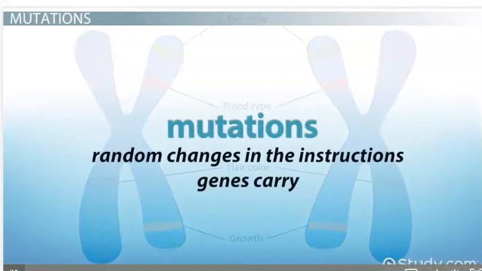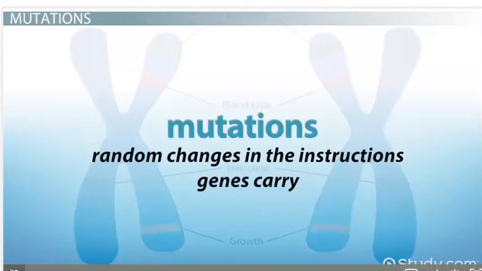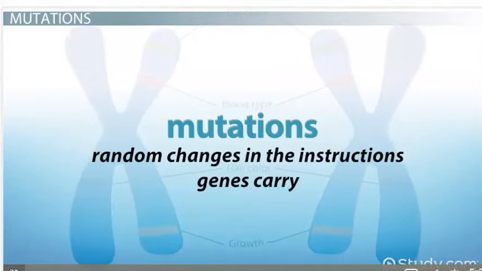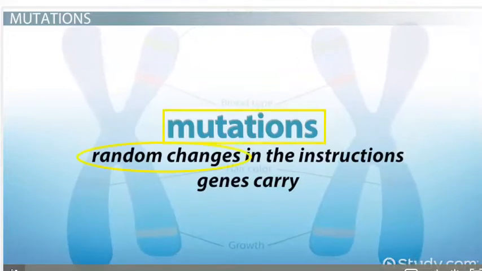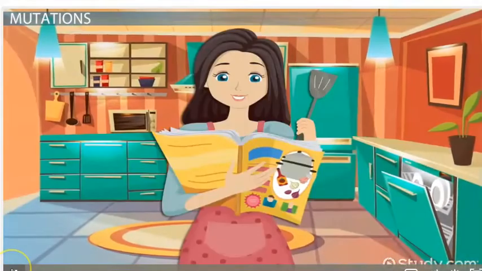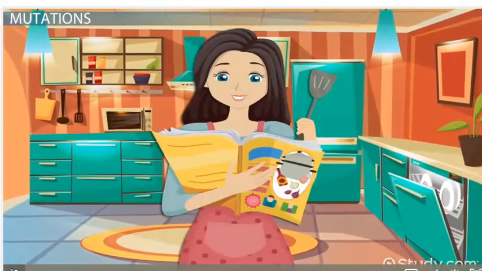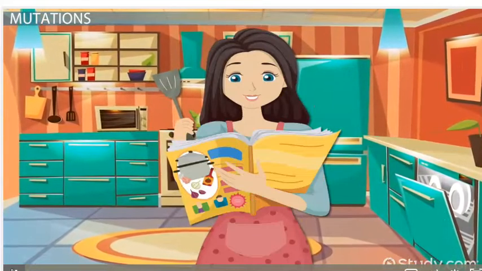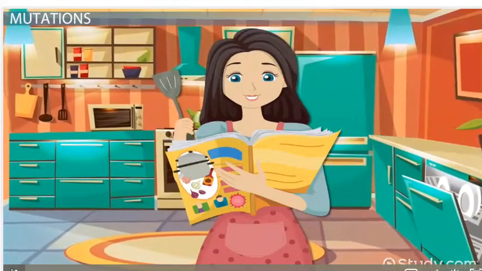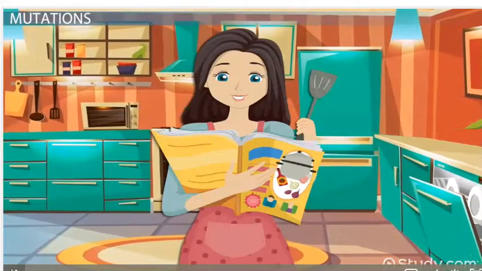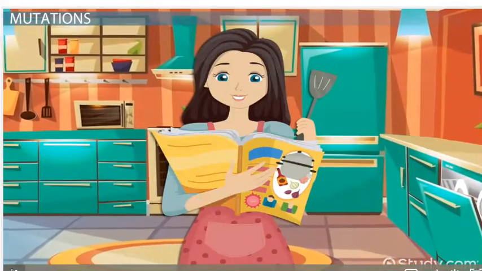Mutations, which are random changes in the instructions genes carry, also create variation, since genes are like recipes for body parts. Mutations can be good or bad. Changing the instructions can lead to recipes for new and different traits. A mutation adds instant variety to an individual's genes. Some mutations can be passed on to an individual's children, while some cannot.